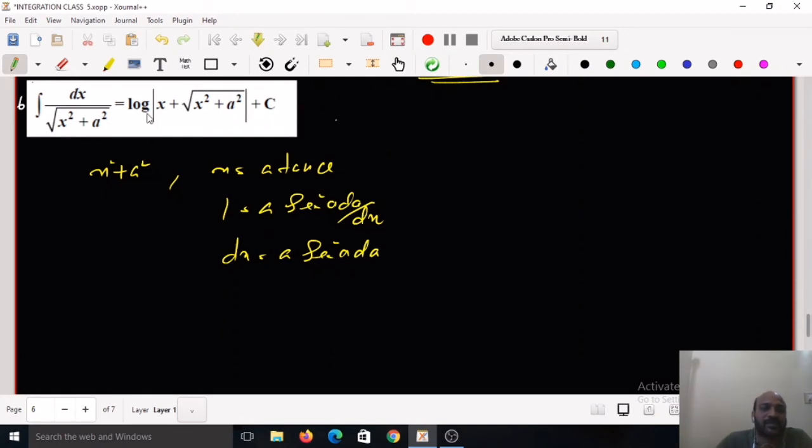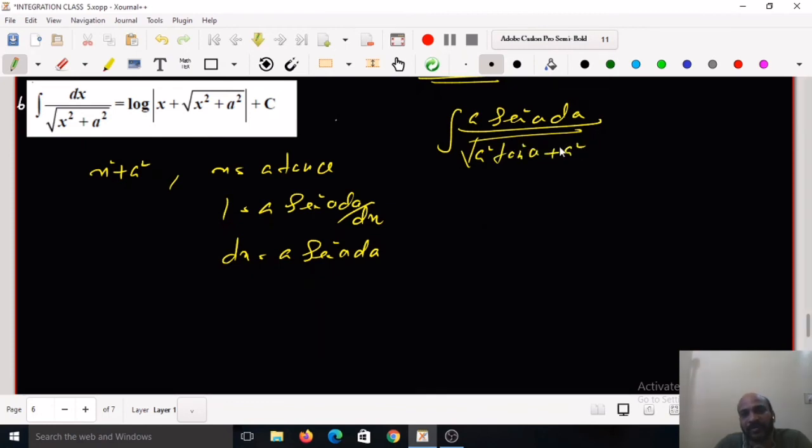So this question we can rewrite, with the value of dx being a into sec square theta d theta, whole divided by the denominator. The denominator is root of x square, where x square is a square tan square theta plus a square.